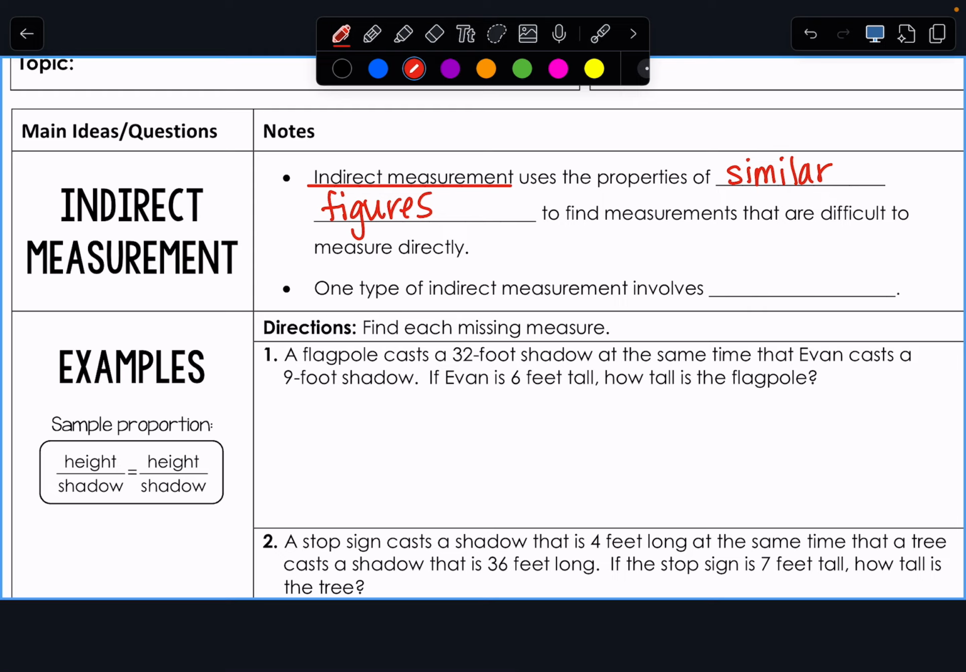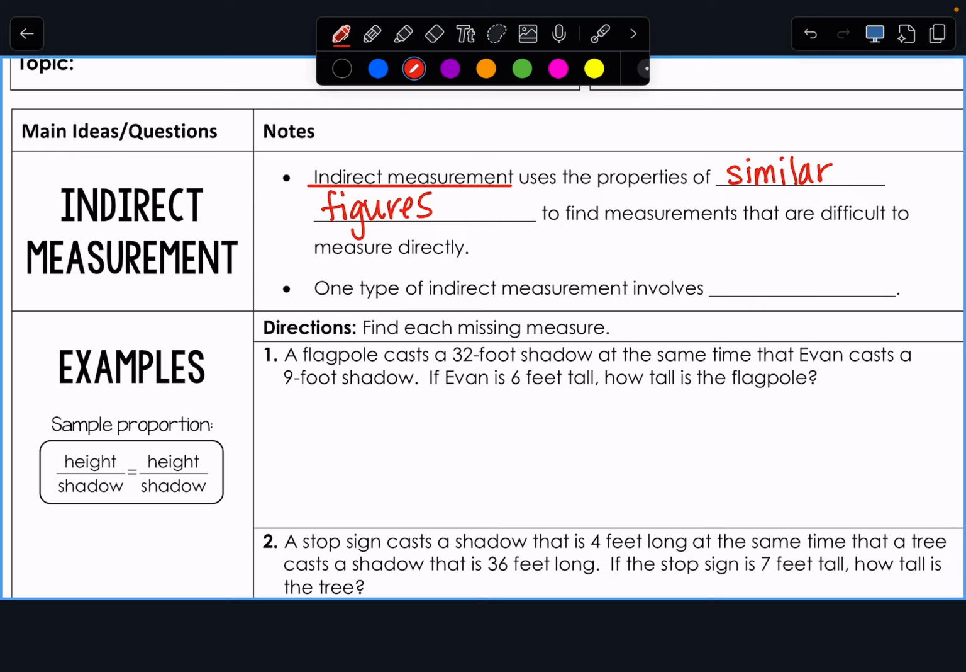Since their heights are different, their shadows are different, but the angle in which their body is to the floor, right? They're making a 90-degree angle with their body and the floor. The angle in which the light is shining on them creates two triangles that are similar, okay? So if we can draw our picture, we can set up a proportion and be able to solve for either a missing height or, in the case of my example up there, a missing shadow, okay?